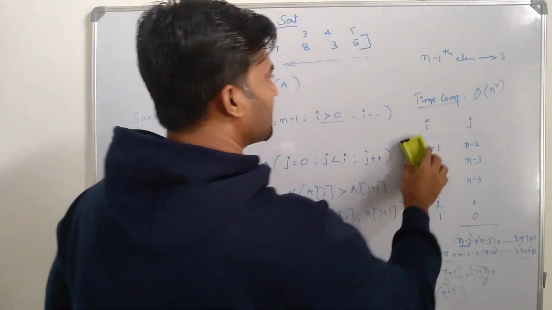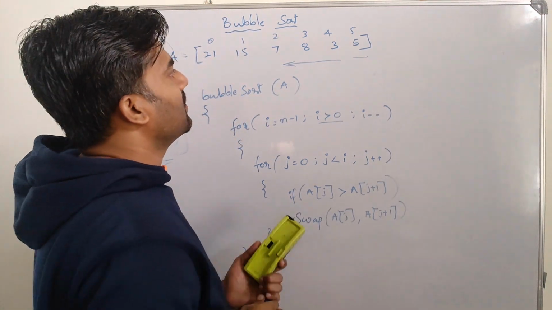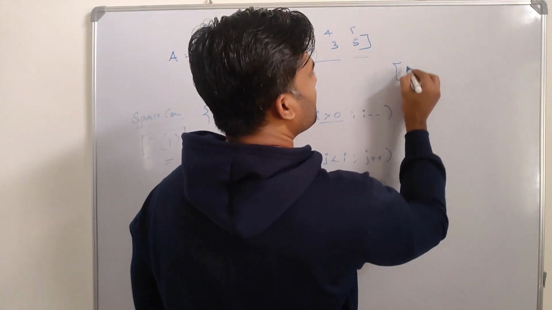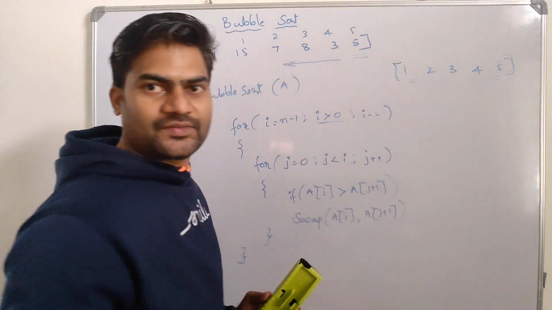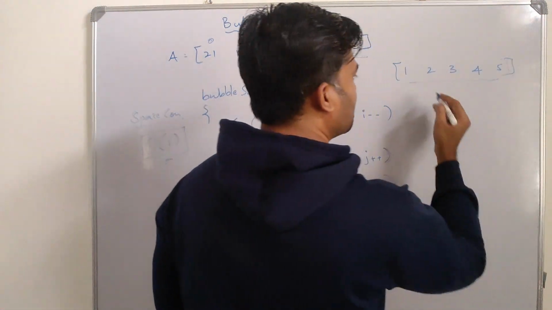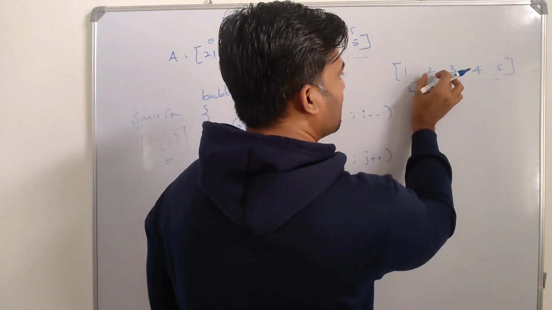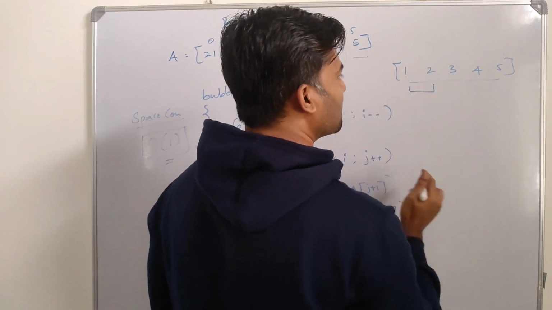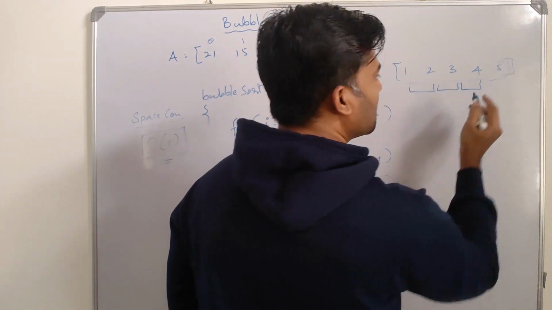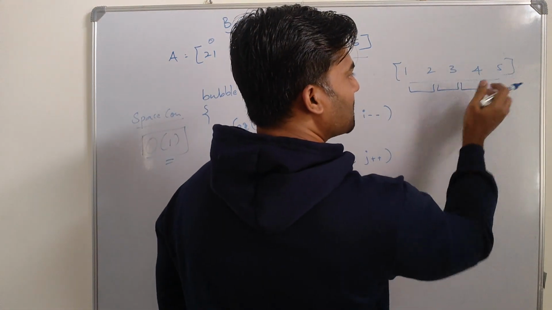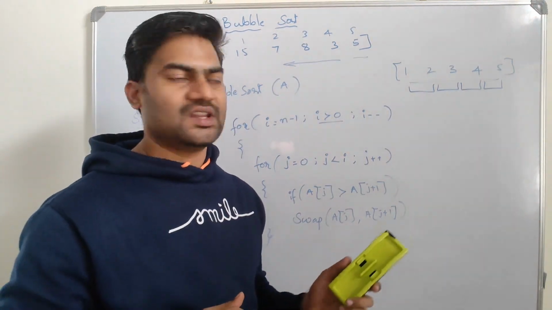Let us see a small example here. Let us assume the array is already sorted: 1, 2, 3, 4, 5. Let us try to push the elements and compare these two. This element is smaller than the next element. Now compare these two. This element is less than this element, so we don't do any swapping. This element is less than this element, so we don't do any swapping. This element is less than the next element, so we don't do any swapping.